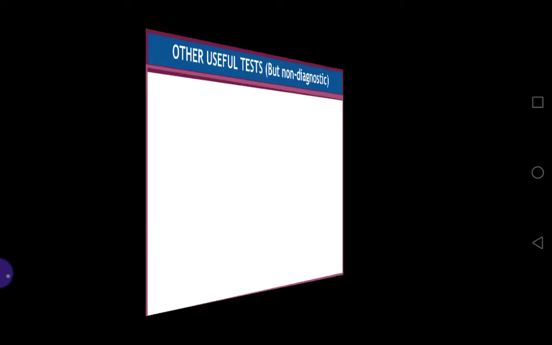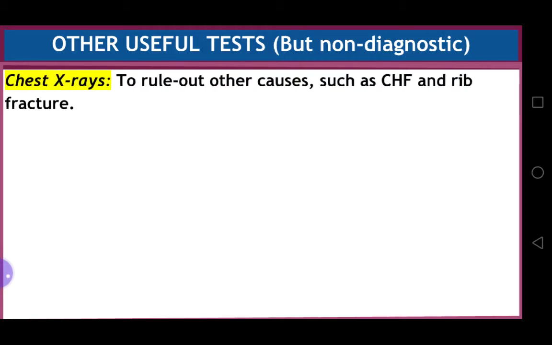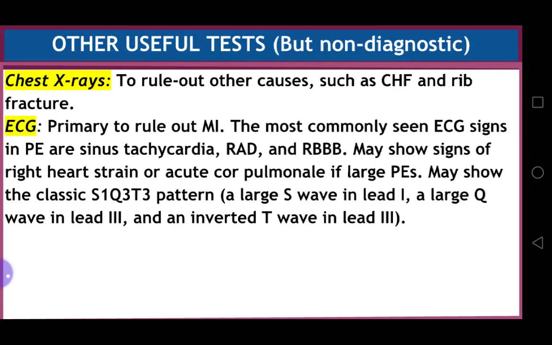There are other useful tests which you can perform in cases where you suspect pulmonary embolism, but these tests are non-diagnostic. These include chest X-ray to rule out other causes such as congestive heart failure, a rib fracture or pneumothorax. ECG primarily is done to rule out myocardial infarction. The most commonly seen ECG abnormalities in pulmonary embolism are sinus tachycardia, right axis deviation, and right bundle branch block. It may also show signs of right heart strain or acute cor pulmonale if large pulmonary embolism. It may show the classic S1Q3T3 pattern, which is a large S wave in lead 1, a large Q wave in lead 3, and an inverted T wave in lead 3.